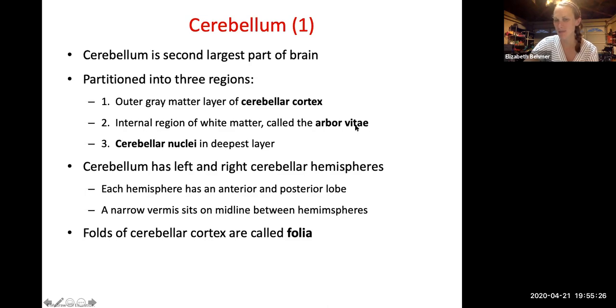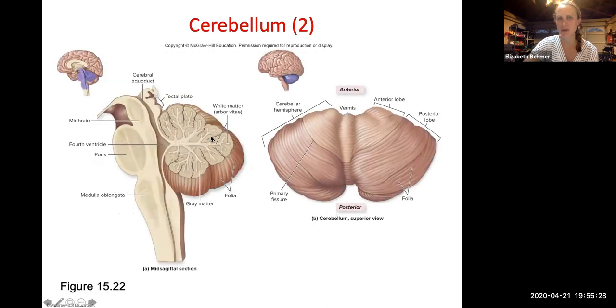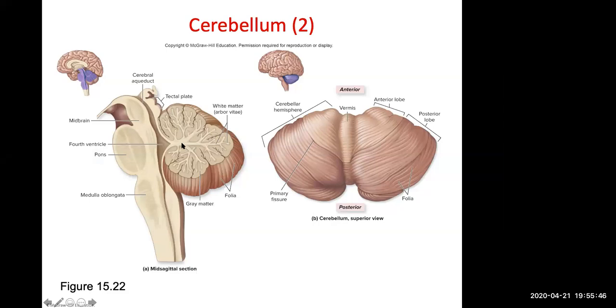It also has hemispheres and folds, but I'm just going to show you a picture of your cerebellum here. These arbor vitae are these branches of white matter that look like a tree. And I think arbor vitae is in your lab list. Just know that inside the cerebellum, it looks like tree branches. We call that arbor vitae.